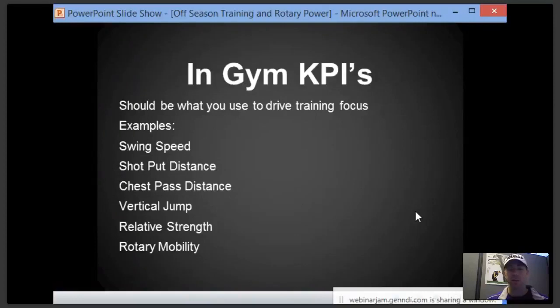And then the other is going to be rotary mobility. That's the big one, along with the power metrics that you guys are very familiar with. Your neck, your shoulders, your thoracic spine, and your hips. Do you rotate well through those four? Those are the basic KPIs that you're looking at when you're in the gym, physically. How are you going to build your program around those?